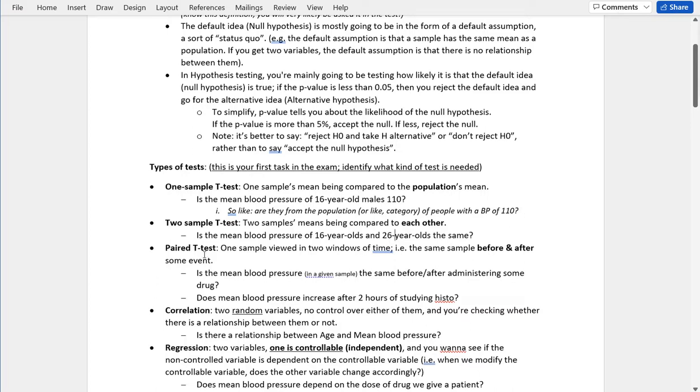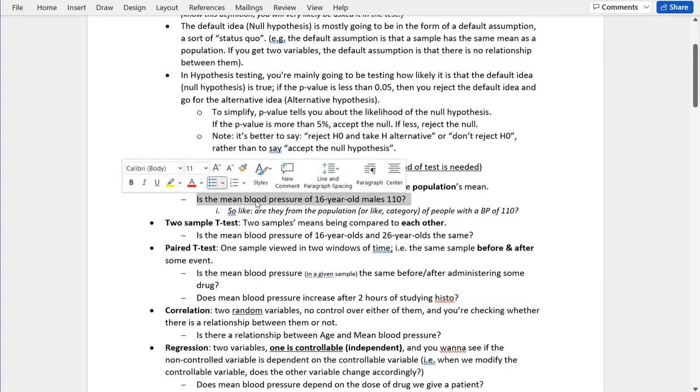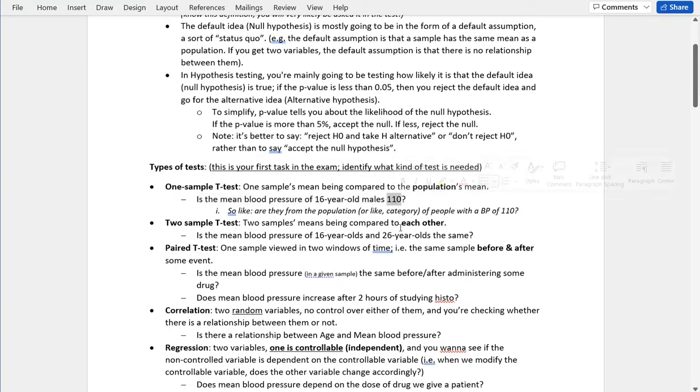The next type of test is a two sample t-test. And once again, we're trying our best to recognize each of these. Just from the question, we find out what kind of test is needed. So from this, you are comparing a sample, 16-year-old males, to a category or population, which is 110.